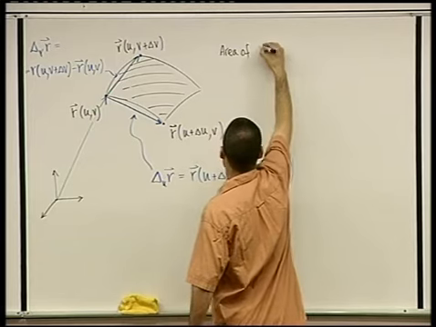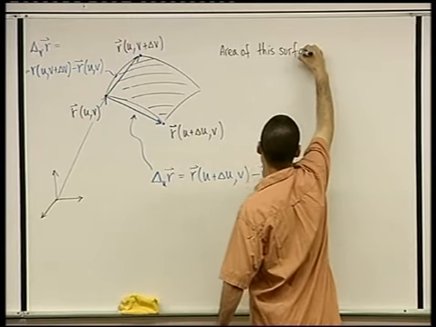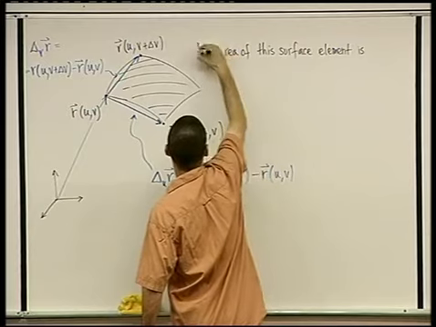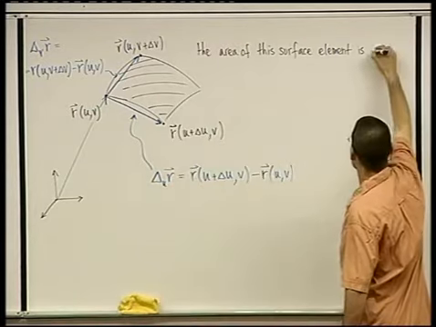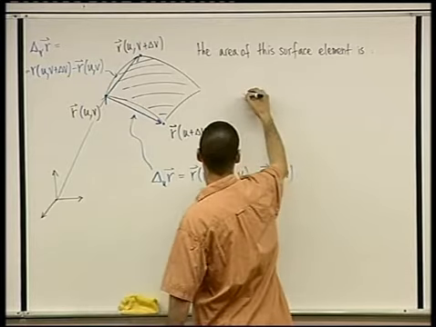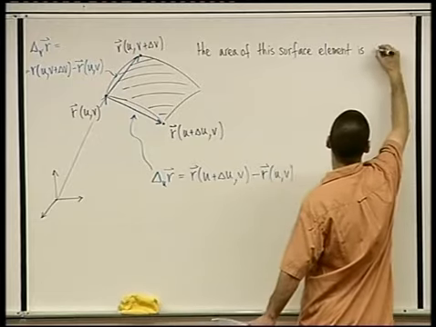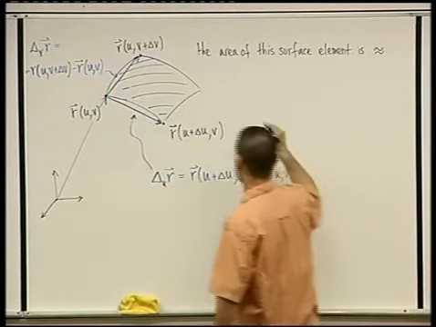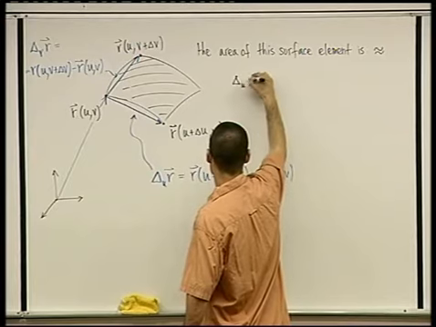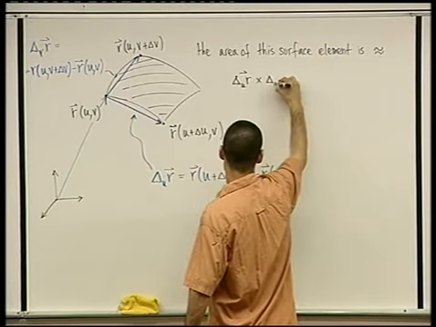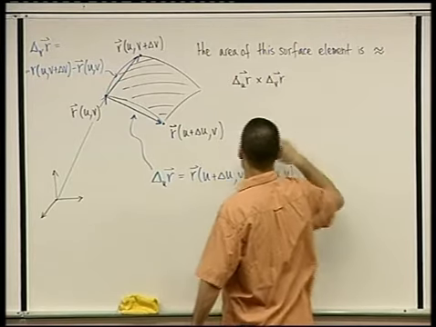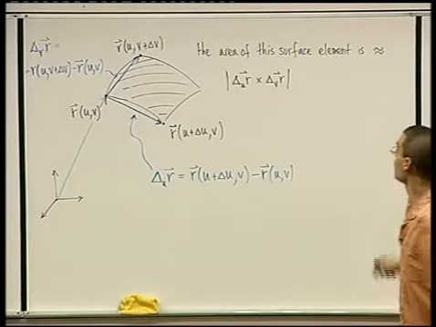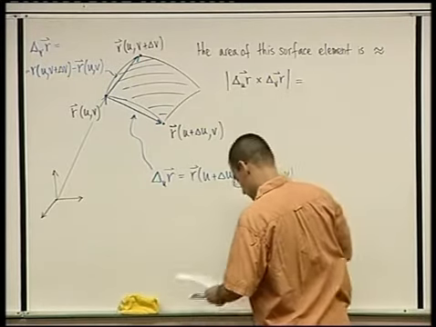So the area of this surface element is approximately the length of delta sub u r cross delta sub v r, because these are not exactly its sides, it's not exactly a parallelogram. Do you agree so far? Everybody? Okay. And what is this? How can we calculate this?